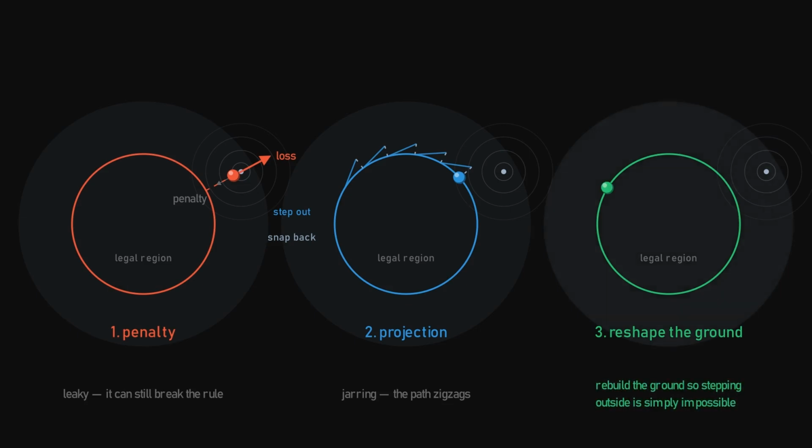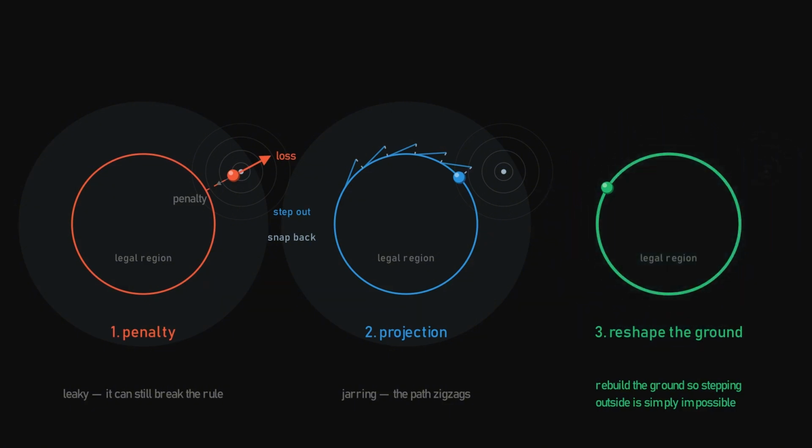And option 3, reset the ground. Don't tax, don't snap, rebuild the very ground the optimizer walks on so that stepping outside the legal region is simply impossible. The constraint stops being a rule you enforce and becomes part of the geometry itself. Option 3 is the most elegant and the most demanding.